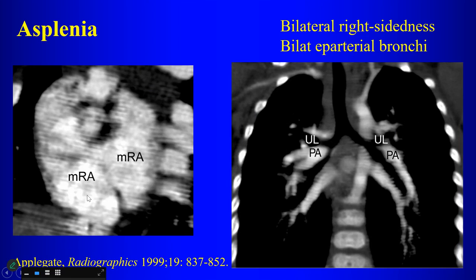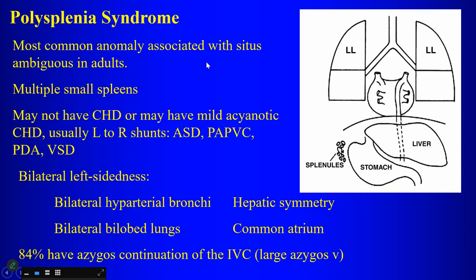The morphology of both atria tend to resemble morphologic right atria. Right? You don't have a well-formed left atrial appendage in either, or that tubular appendage that we associate with a morphologic left atrium, okay? And then we have bilateral eparterial bronchi. Here are the pulmonary arteries here. Notice that bilaterally, the bronchi here are above the pulmonary arteries, okay? So that's what we see.